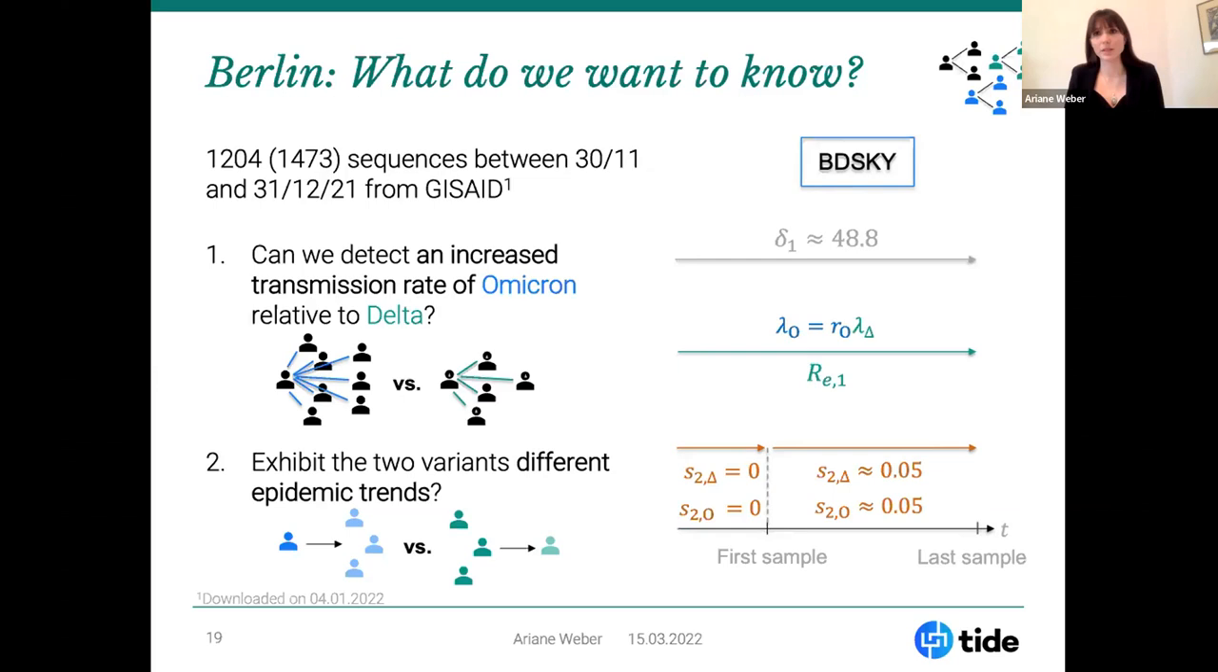So therefore, we set up the BD-SKY analysis like this, where we have one interval for the recovery rate, which we heavily constrain to be around 7.5 days. We have one interval for the reproductive number, but introduce the scaling factor, which I denote here by R0, which quantifies the relative difference in the transmission of the Omicron variant compared to the Delta variant here in green. We have two intervals for the sampling proportion. We set it to 0 before the first sample, and then we have two different sampling proportions for the two variants. And we also put a strong prior on it to be around 5% for both of these variants.